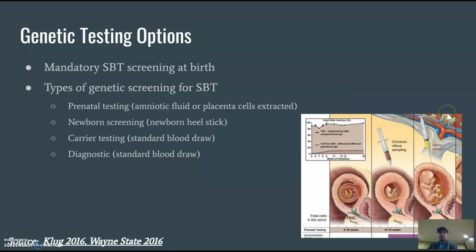And so there are different options for genetic testing. It is mandatory at birth to be screened for sickle beta thalassemia, as well as sickle cell. There are different types of genetic screening for sickle beta thalassemia. There's prenatal testing, where the doctor takes either amniotic fluid or extracts some cells from the placenta and tests those genetically. There's also newborn screening, a little blood draw from the newborn's heel. There's carrier testing, and also diagnostic testing. If the doctor suspects you have risk factors or may have the disease, that's just a standard blood draw, and then it's sent off for genetic testing.